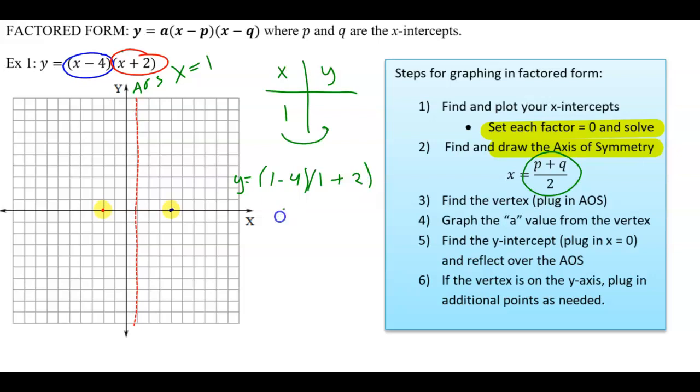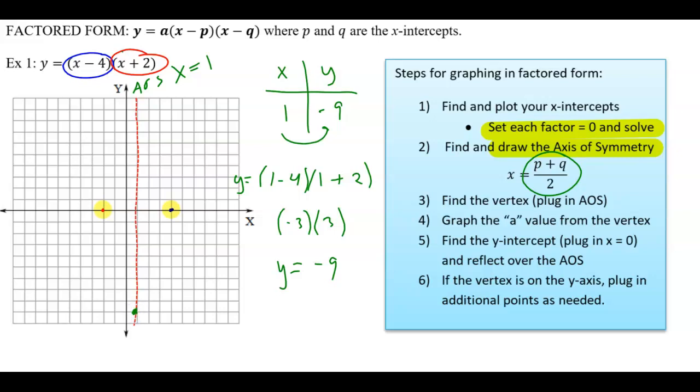And then you just simplify your factors. So 1 minus 4 would be negative 3. 1 plus 2 is 3. And negative 3 times 3 means y equals negative 9. So our output is negative 9. So that's the vertex. That means we go over 1, down 9. That is the middle of your parabola.